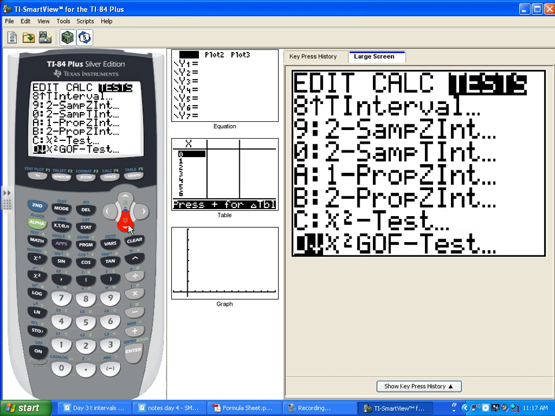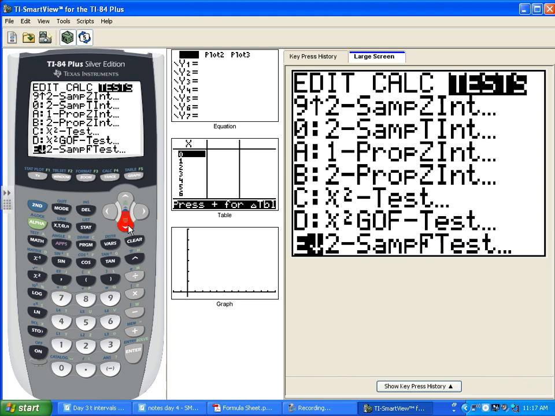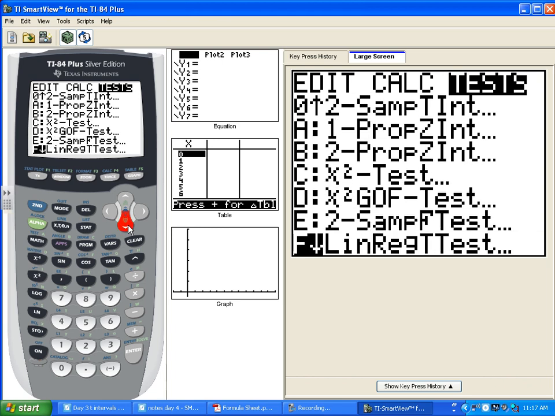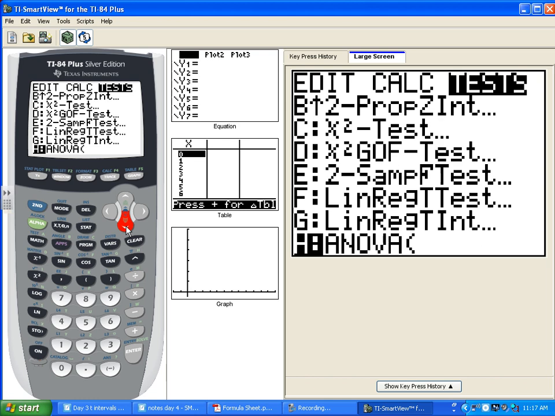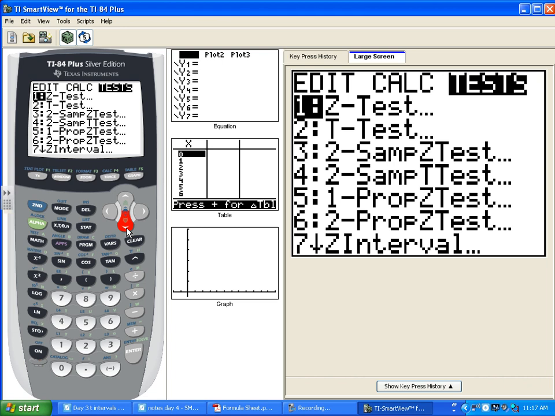It's chi-square test. That's a chi-square goodness of fit. That's a third statistic we'll learn. F we won't do. Linear regression t-test. We'll talk about what that is. We'll get into that. You guys know what linear regression is. Linear regression t-interval. We will not do ANOVA. The other things we won't do in this class. We won't do the z-test, and we won't do the 2 sample z-test. We'll do the t-test and 2 sample t. We'll do a 1 proportion z, a 2 proportion z. We really won't do a z-interval, but we'll do the t-interval.